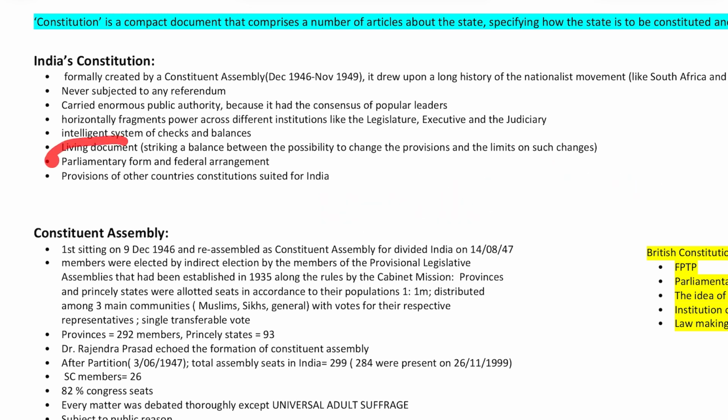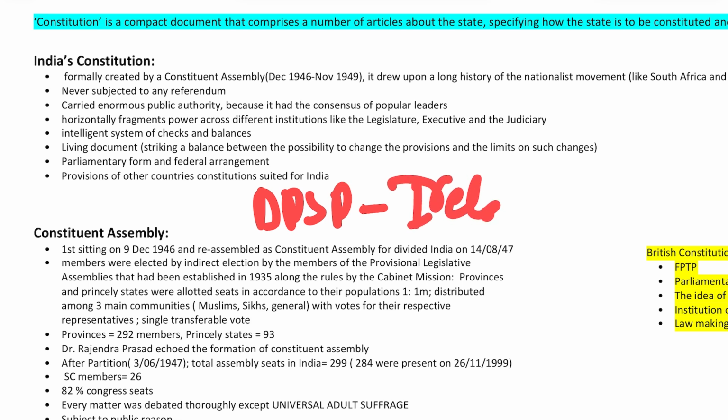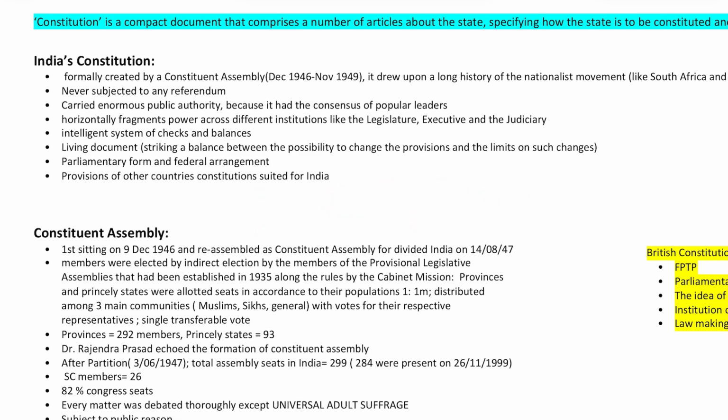Then it is a living document. It strikes a balance between the possibility to change the provisions and the limits on such changes. Then it has an intelligent system of checks and balances. The parliamentary form and federal arrangement are provisions of other countries' constitutions suited for India. For example, we have taken the fundamental rights from the US, the prerogative rights from the British, and the parliamentary system also from the British. We've derived the DPSP from Ireland and many such examples.